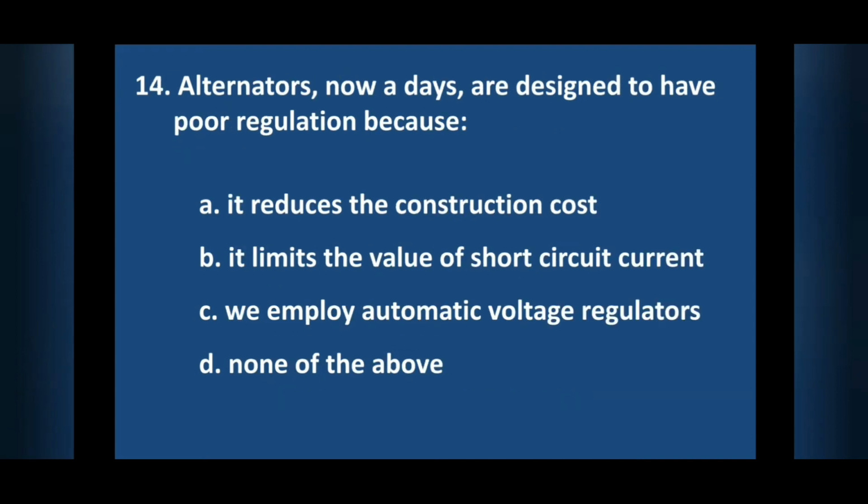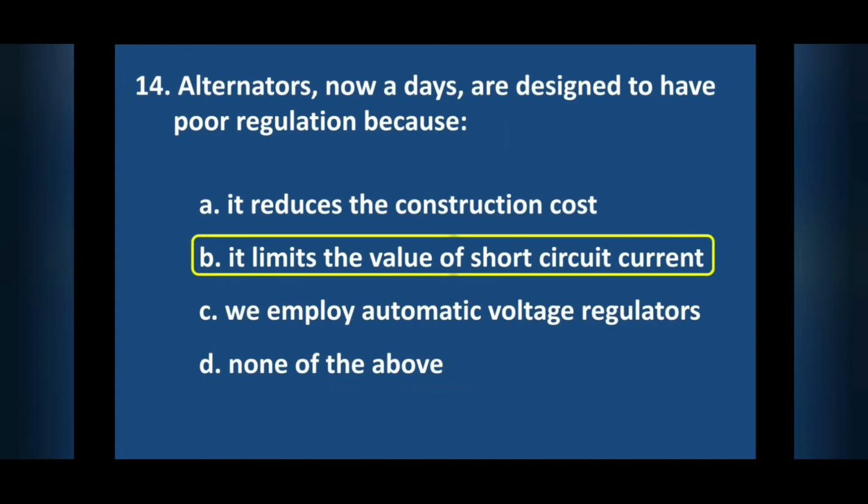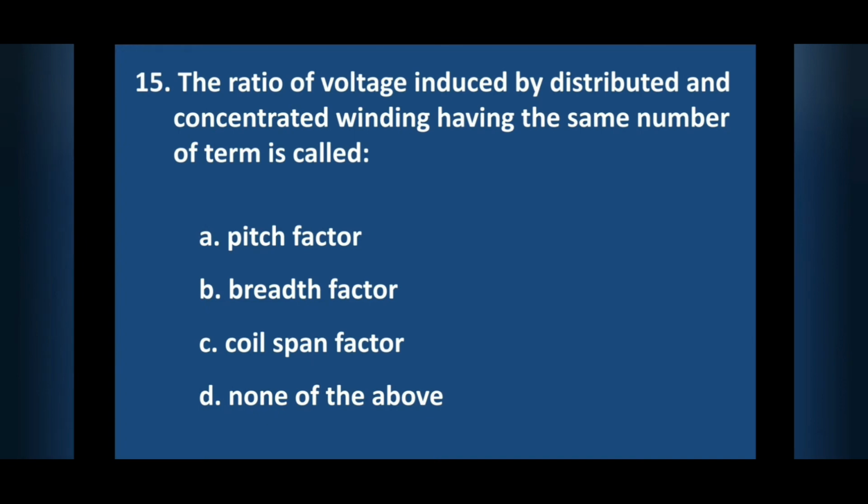Question number 14. Alternators nowadays are designed to have poor regulation because. Answer is option B, it limits the value of short circuit current. Question number 15. The ratio of voltage induced by distributed and concentrated winding having the same number of turns is called? Answer is option B, breadth factor.